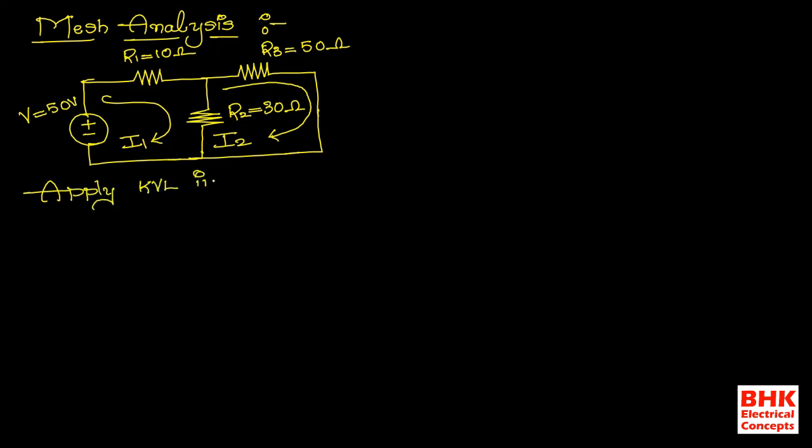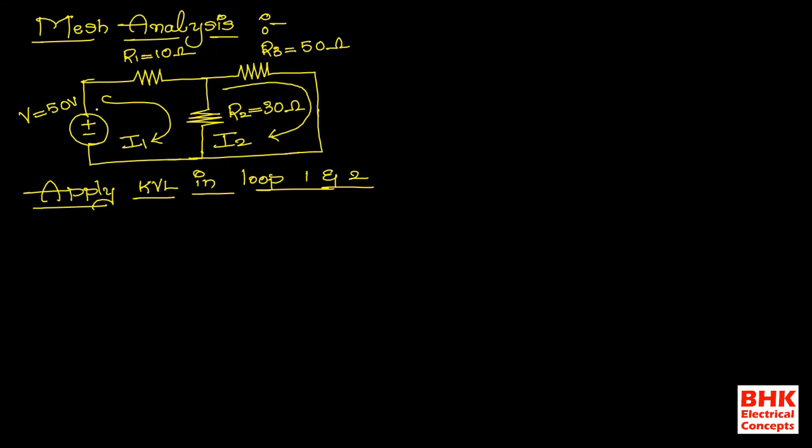Now, in order to get the values of I1 and I2, we can simply apply Kirchhoff's voltage law in loop 1 and loop 2. When we apply KVL in loop 1 and loop 2, you will get two equations. By solving those two expressions, you will get the values of I1 and I2 flowing in the individual loops.